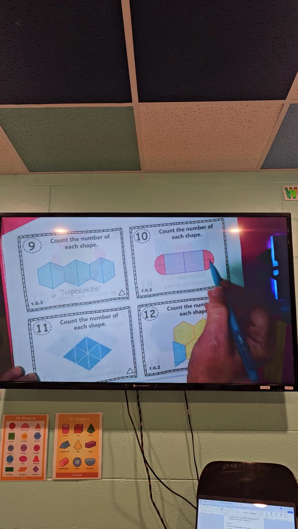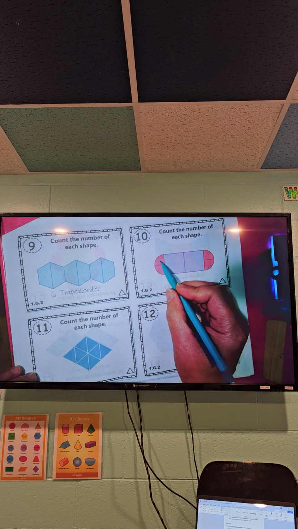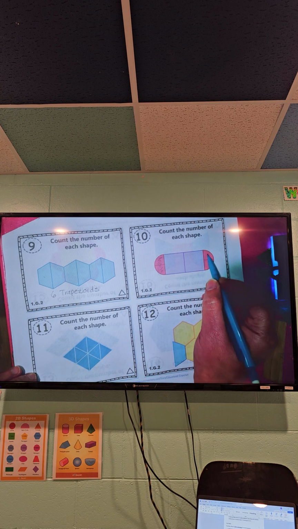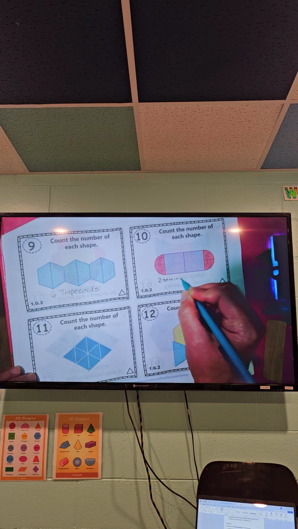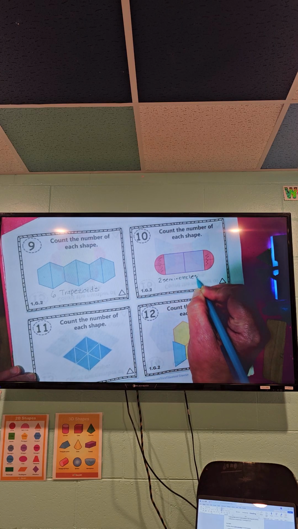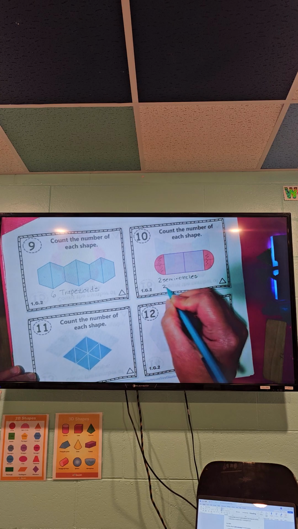One, 2, 3, 4. Or if you just count this as 1, 2, we have 2 semicircles, and then we have 2 squares.